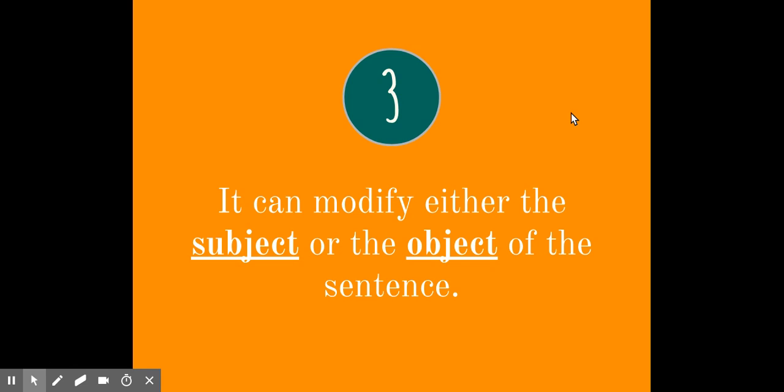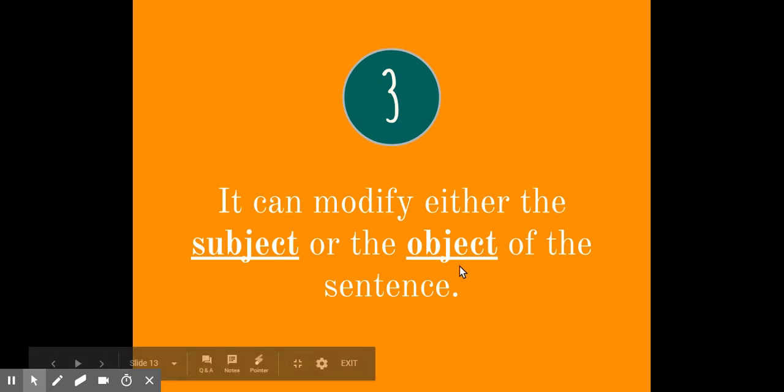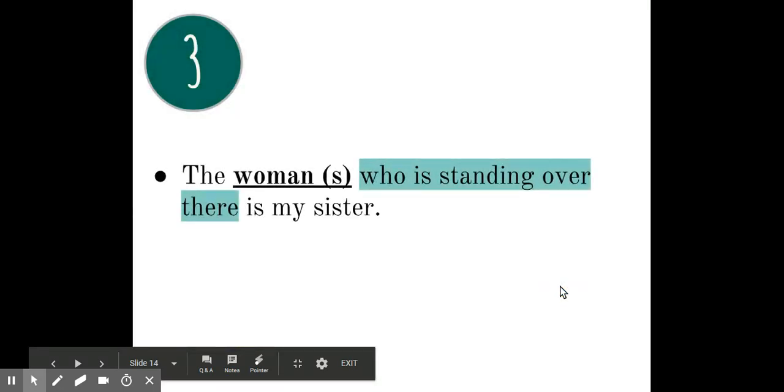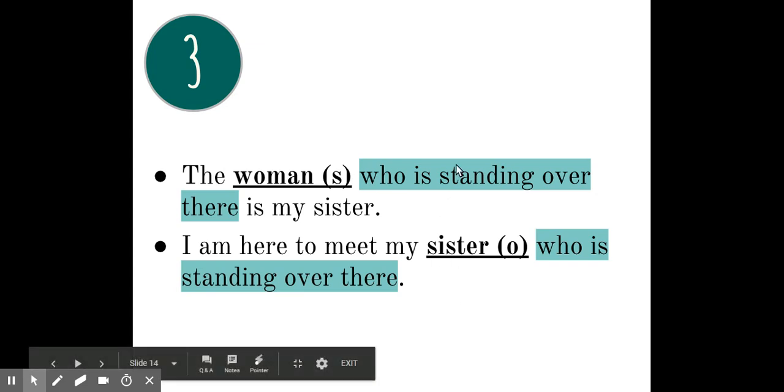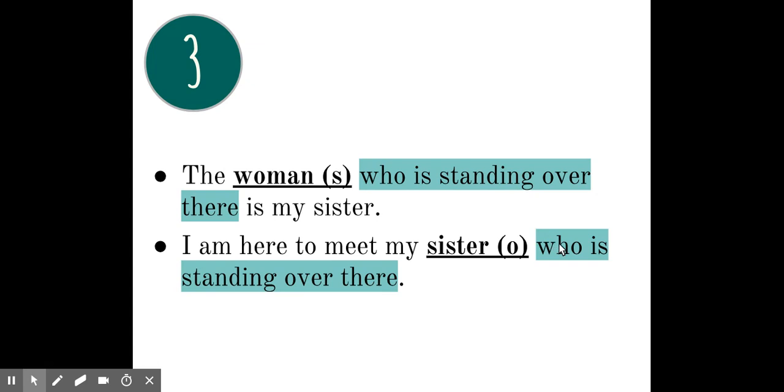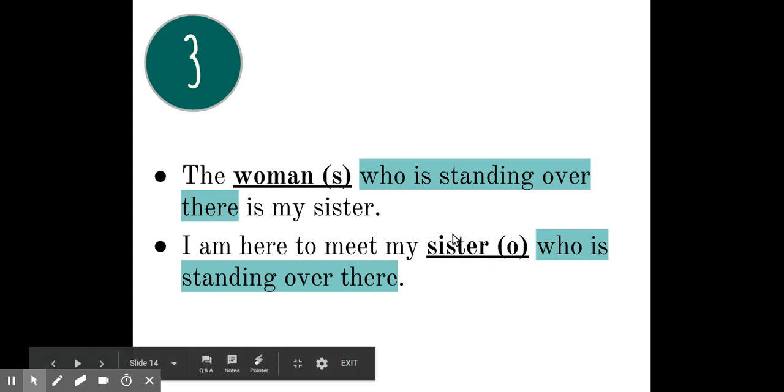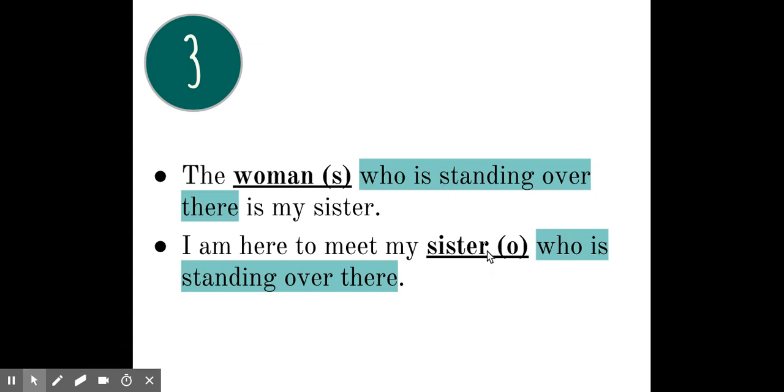Rule number 3, it can modify either the subject or the object of a sentence. The woman who is standing over there is my sister. I am here to meet my sister who is standing over there, right? So again, it needs to come after the thing it modifies, right? But it can modify the woman, who is the subject, or the sister, who is the object. Just make sure you put it after the one you're talking about.